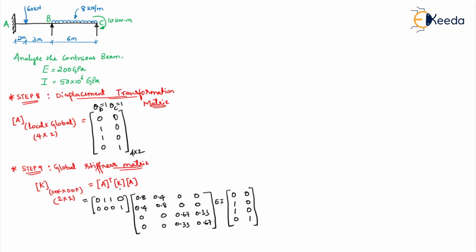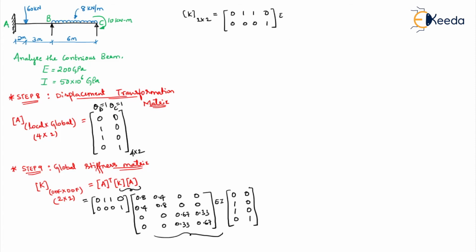Always remember, first try to multiply K into A, then multiply it with A transpose. So we'll multiply this together and write the values. Your K matrix will be a 2 into 2 matrix. Along with this, the remaining entries are as they are: 0, 0, 1. This is your A transpose.